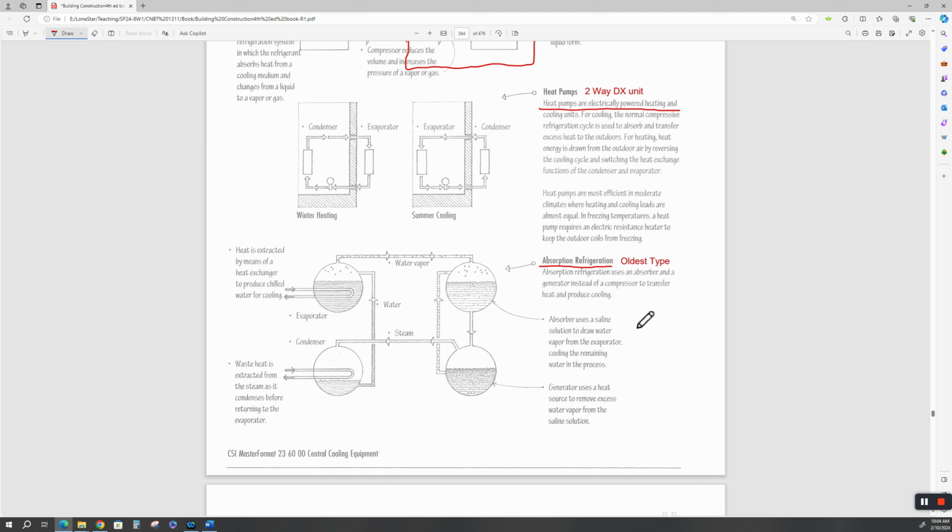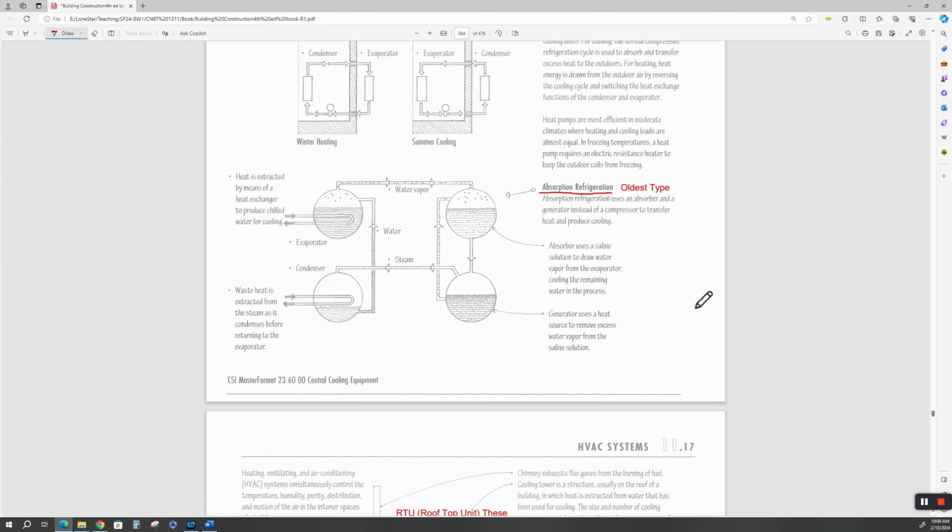And absorption machines are still used in industry today. They're a lot more efficient, and this describes how an absorption refrigeration system works. This concept has been around for a long time.